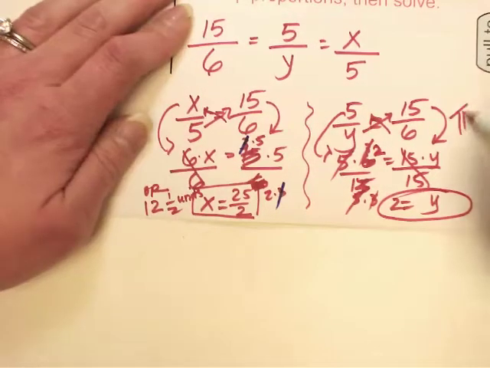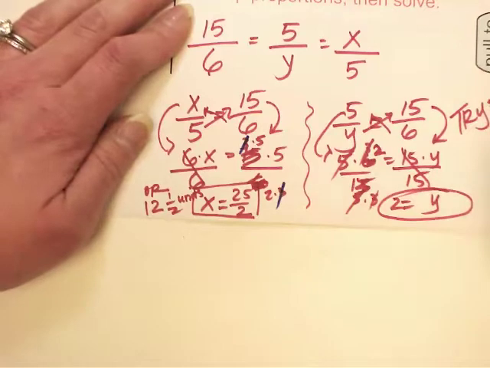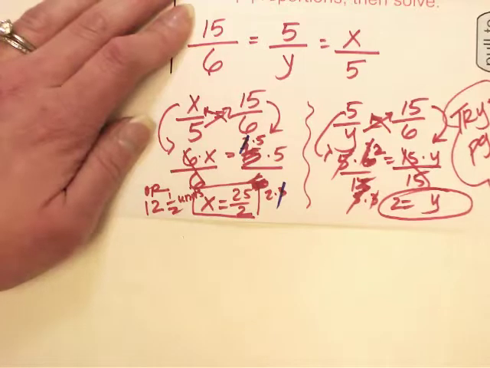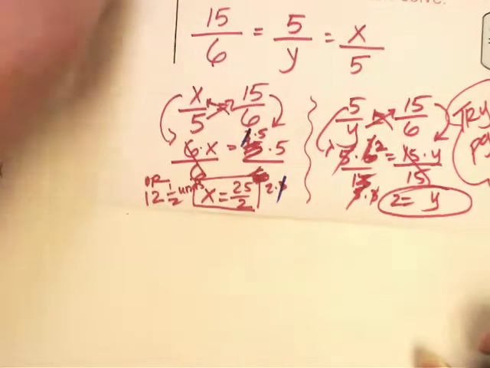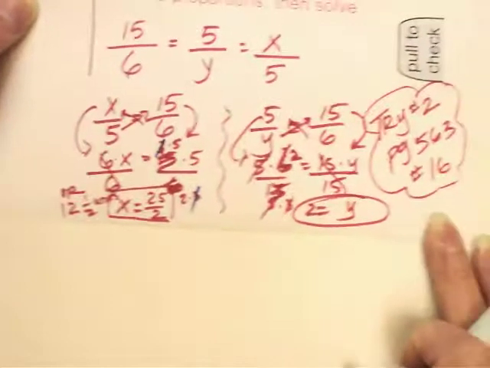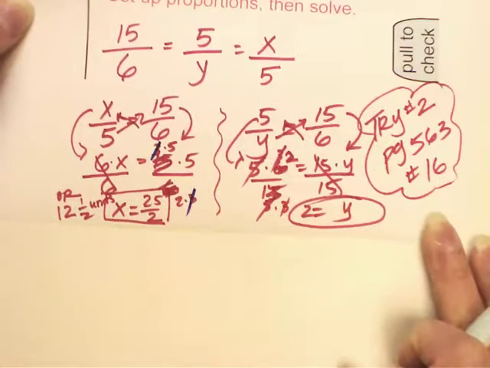Okay, this is our try problem number 2, which is on page 563, problem number 16. Go ahead and give that one a try. And then finally, give that one a try. Finally, our last 2 examples here.